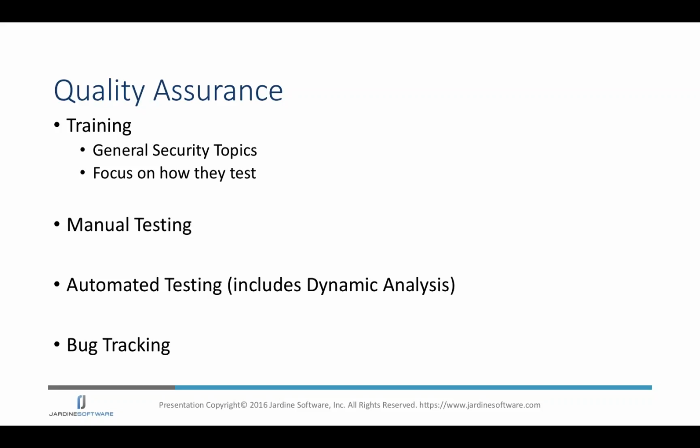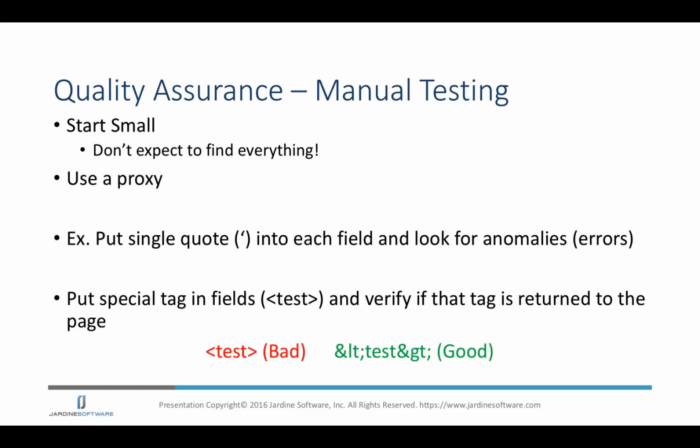But their purpose is to verify the app is where it should be. And this is just one piece of that. So it fits into their world. And then we talk a little bit about bug tracking, which we'll talk a little bit more about in just a second. So manual testing for quality assurance, get them involved, start them small.